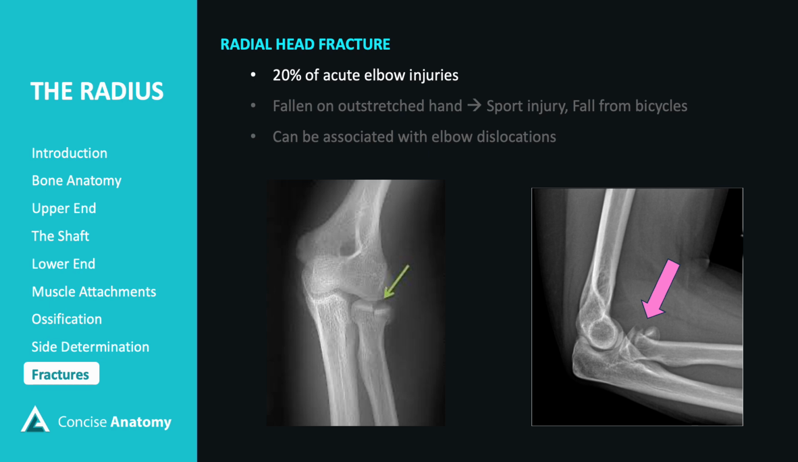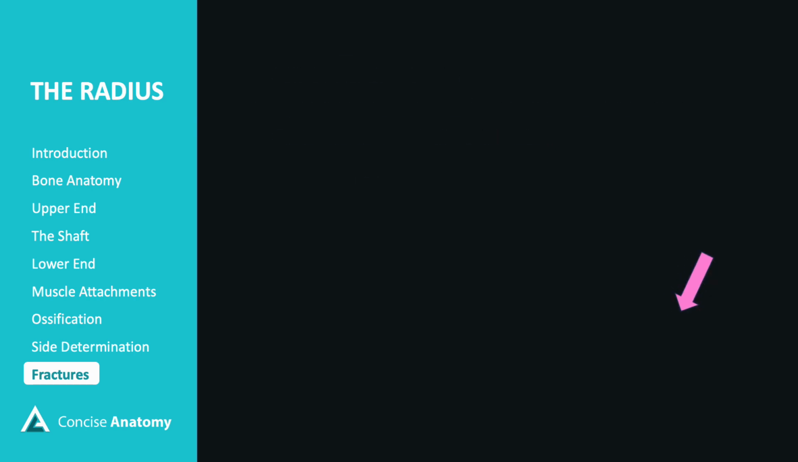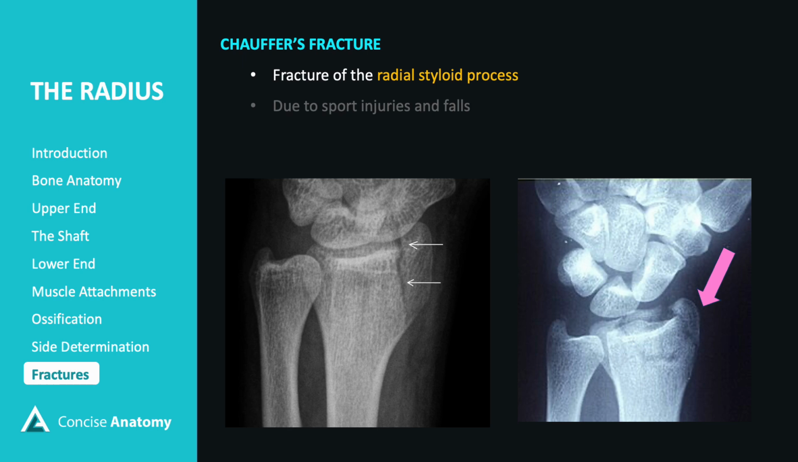A radial head fracture accounts for 20% of acute elbow injuries, often caused by falling on an outstretched hand, such as in sports or bicycle accidents, and can be associated with elbow dislocations. A chauffeur's fracture is a fracture of the radial styloid process, typically caused by sports injuries or falls.